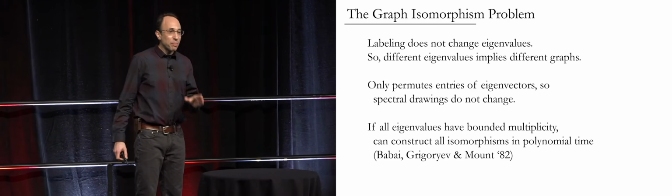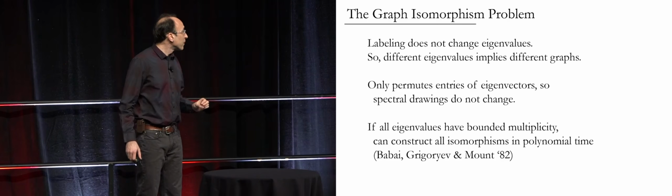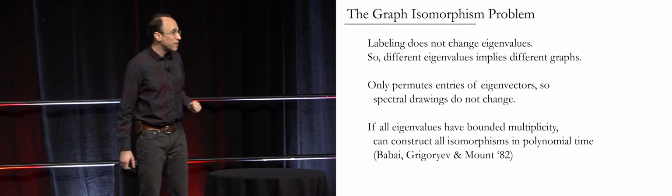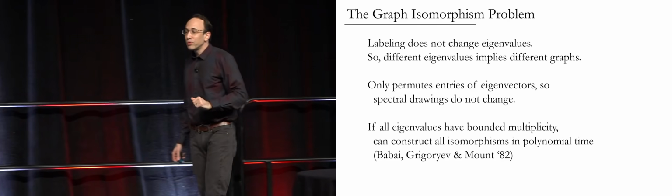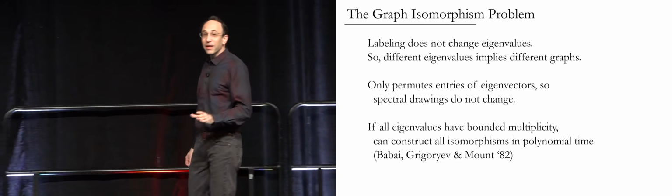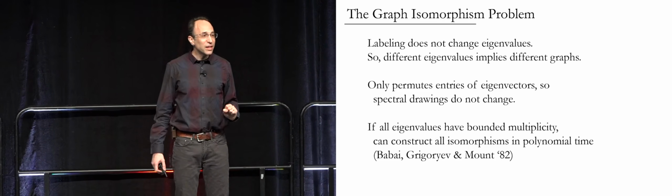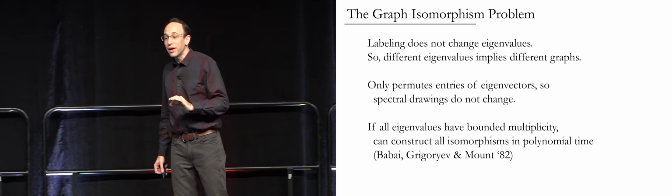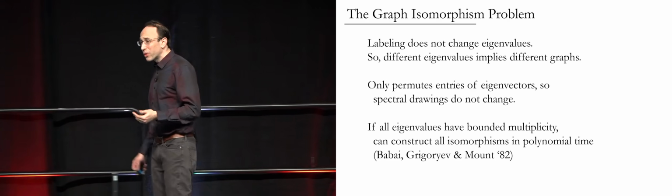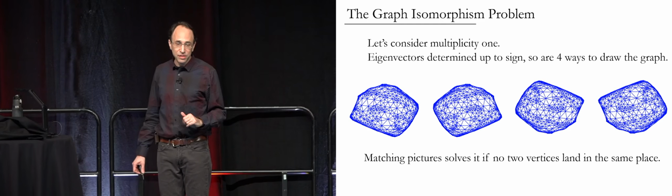And if you really want to push this to the limit using the right computational group theory, there's a theorem of Babai, Grigoriev, and Mount that tells you that if all of the eigenvalues of a graph have bounded multiplicity, bounded by a constant, then you can test isomorphism in polynomial time. I'm going to give you just a hint of how that's done, partially to give you more intuition for some of the strange things that can happen in eigenvectors of graphs.